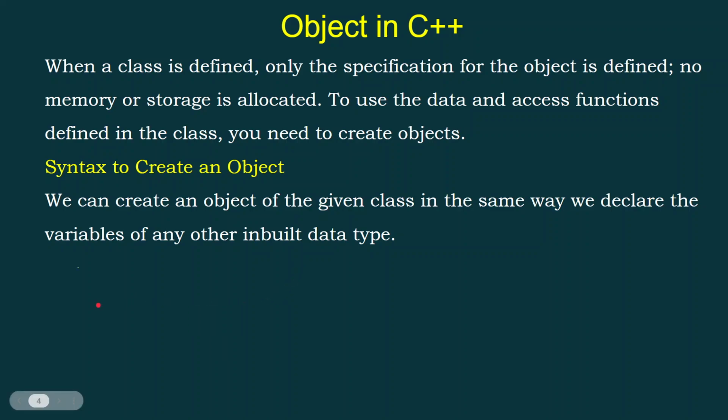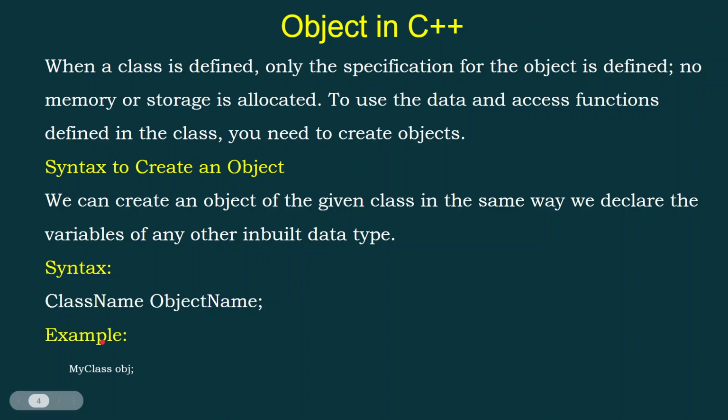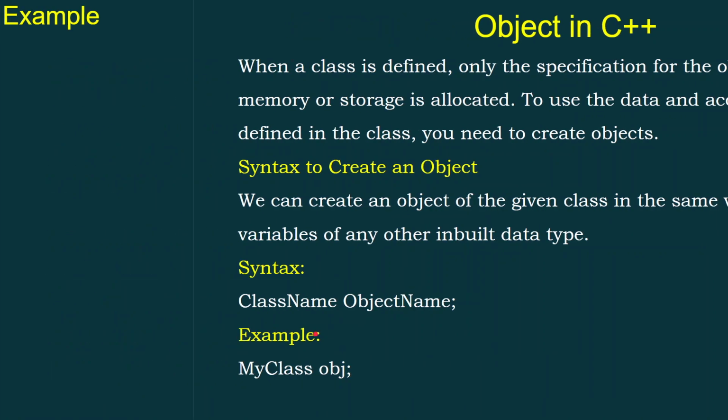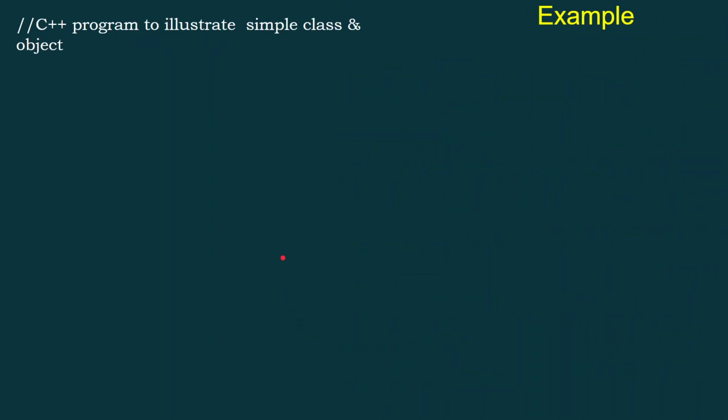Same way here we have to just give the class name, space, object name. Example, MyClass obj. So MyClass is the class name and obj is the object name. So this is called instantiation. We are creating an object for the class. Let us see an example for a simple class, the C++ program.